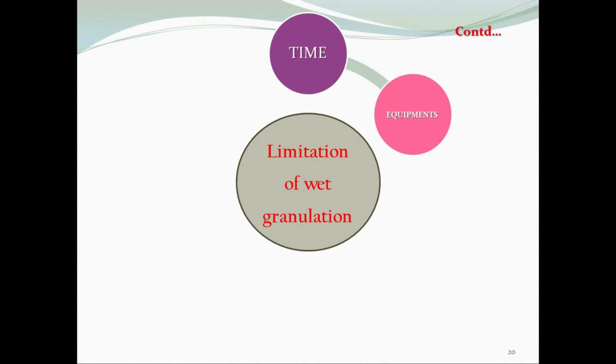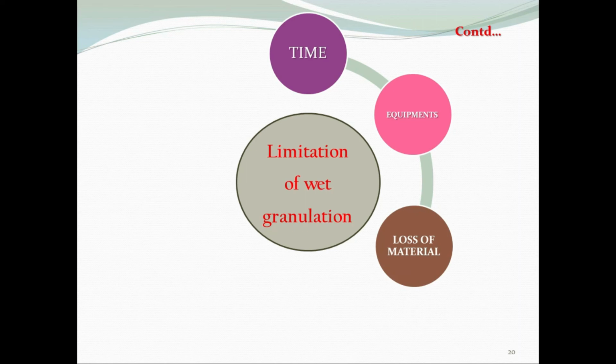Then the second one, equipment. Whatever equipment you require for wet granulation, though it is cheaper, the requirement is high. For mixing you will require blenders, for screening you will require sieves, then for granulation we will require different types of granulators. Then again you will require dryers. Means the requirement of equipment is very high. That is also a limitation for wet granulation.